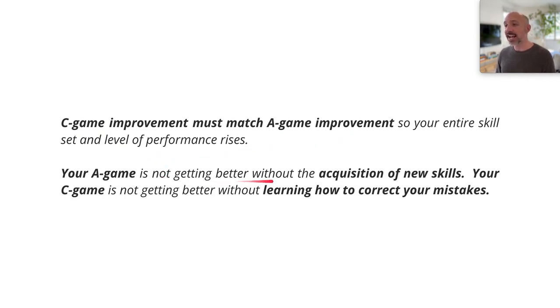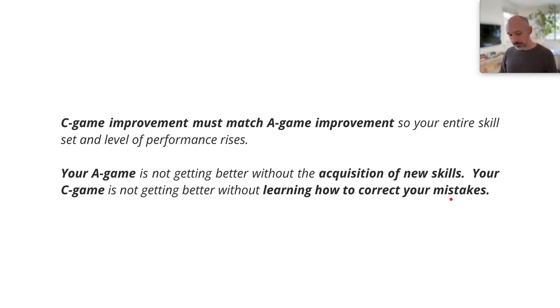Your A game is not getting better without acquisition of new skills. Acknowledging trading is not all psychological, it's not 90% psychological, but your A game can only get better with new skills, while your C game is not going to get better without learning how to correct your mistakes. It's about moving both sides of your inchworm. Your A game with skills and technicals, your C game by improving your results and learning how to better address the roots of your mental game flaws.